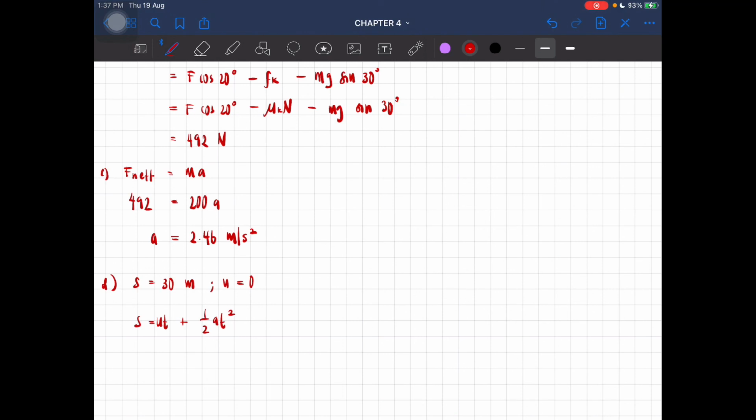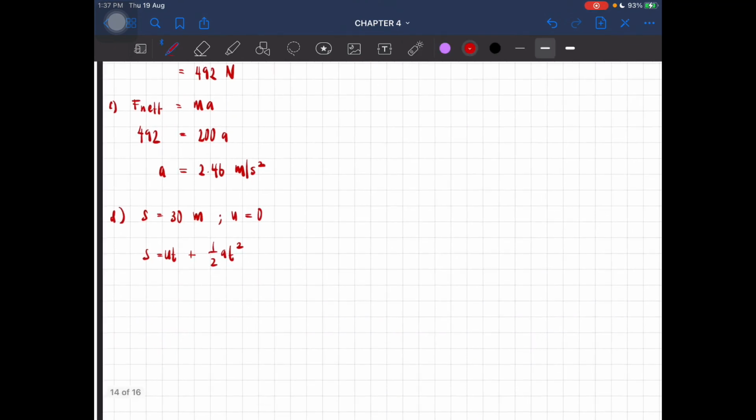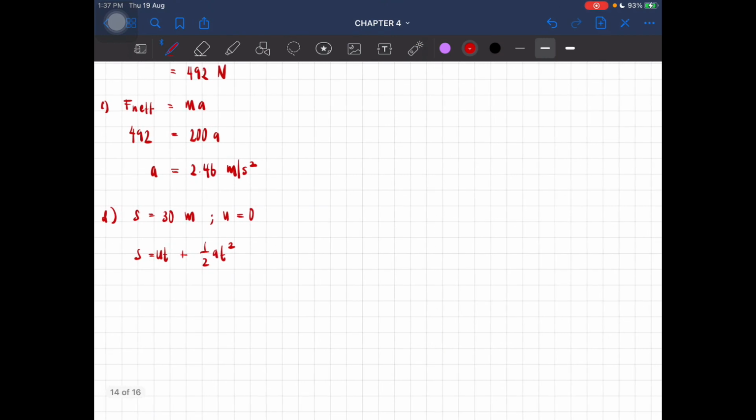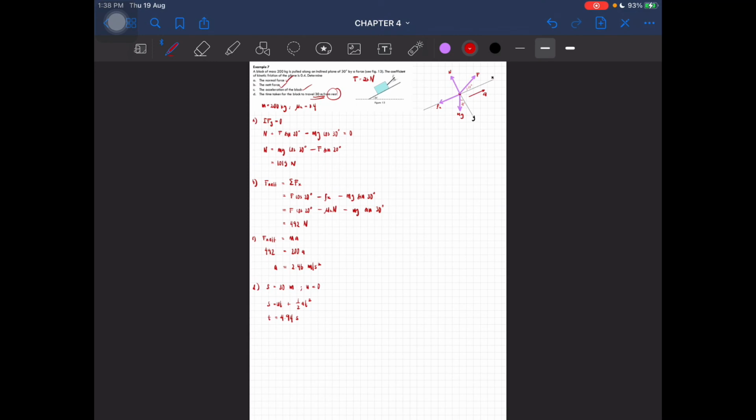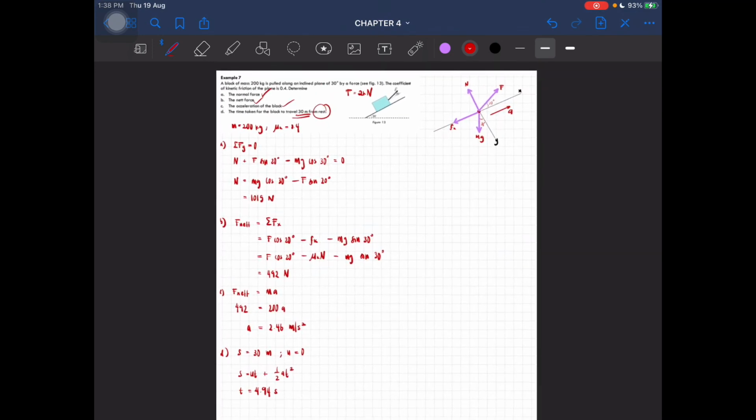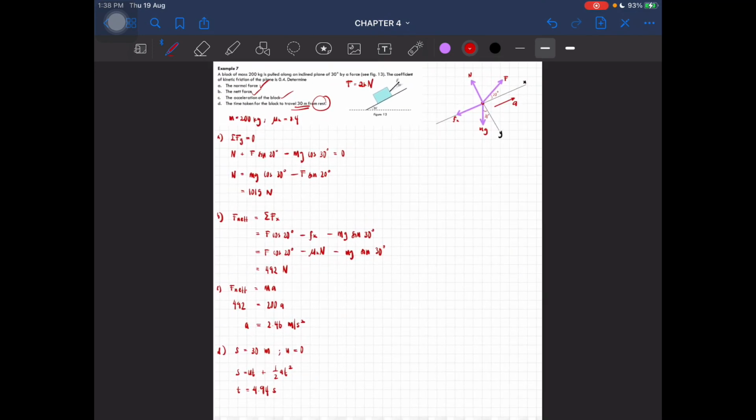So now we can use the formula s equals ut plus half at square. Why do we use this formula? It's because we need the time. If we use v equals u plus at, we do not have the final velocity. That's why we use this. Then substitute all the values, and you'll get the time to be equal to 4.94 seconds. So that is our solution for example number 7.